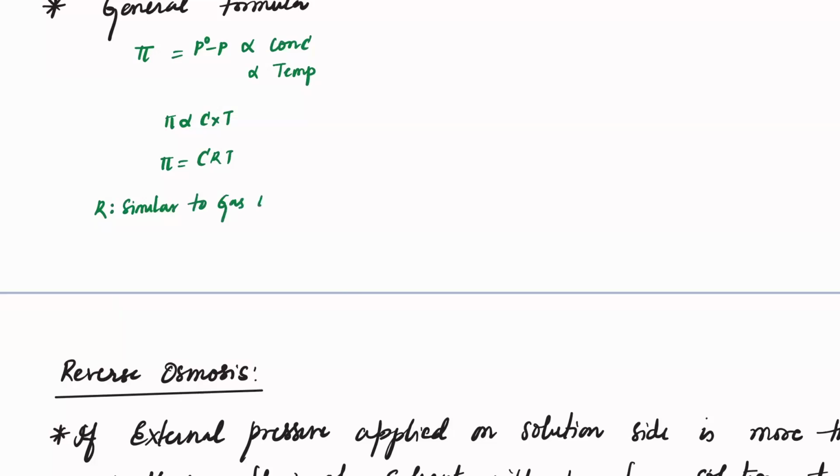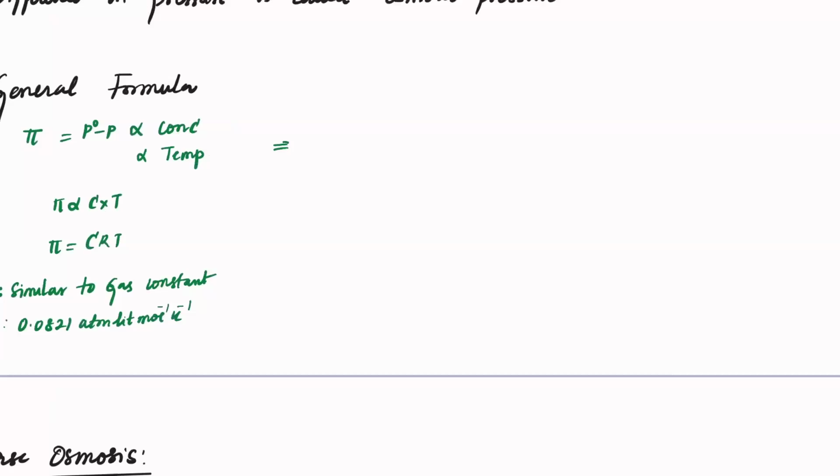With almost the same value you will get. The value will be 0.0821 atm liter per mole per Kelvin. These are the units. Therefore, it implies pi is equal to the number of moles of solute upon the volume of solution in liters, into R into T. This is how you define the pi value.